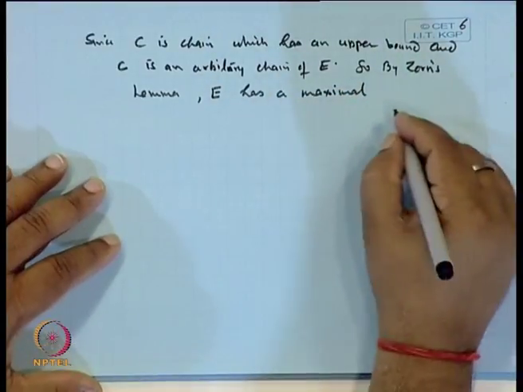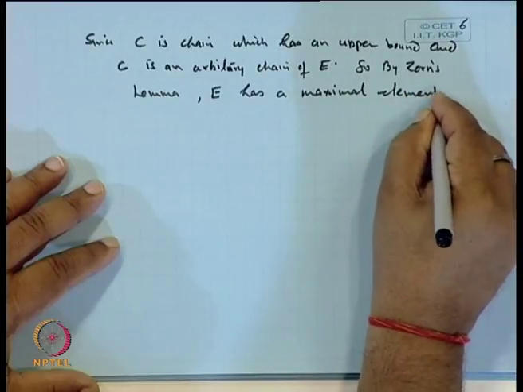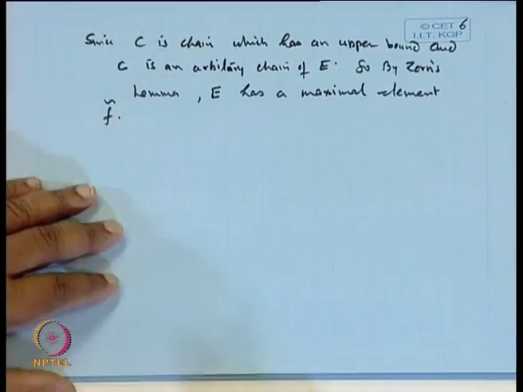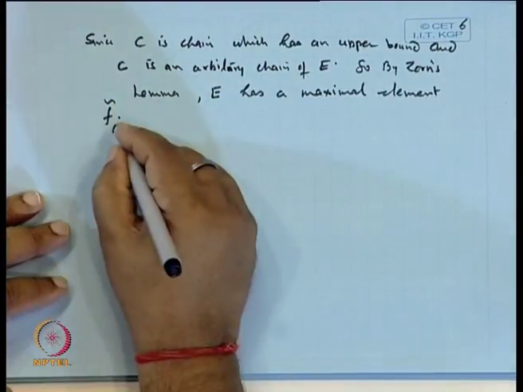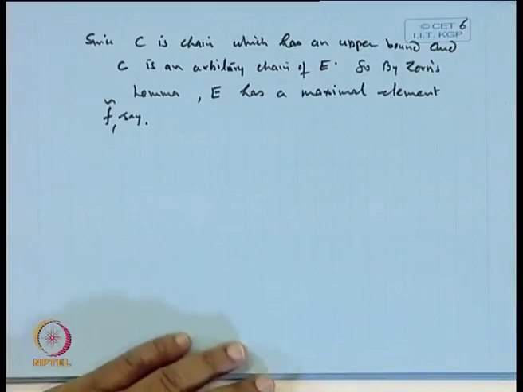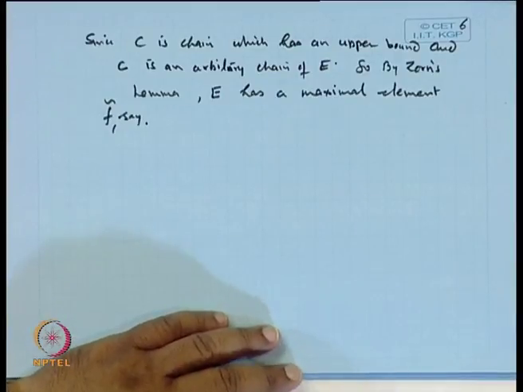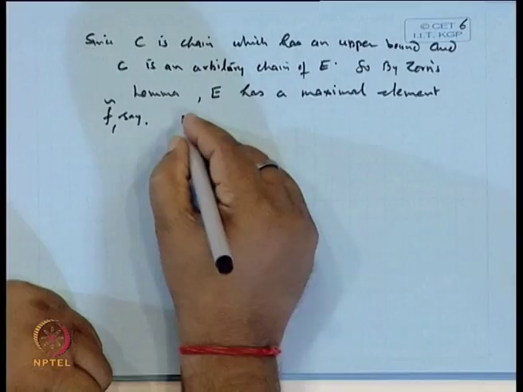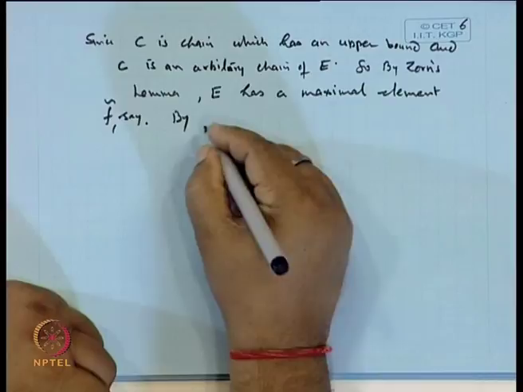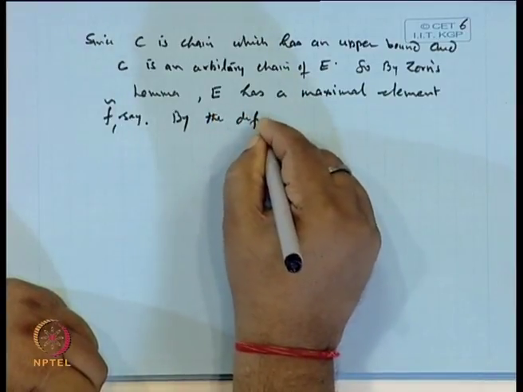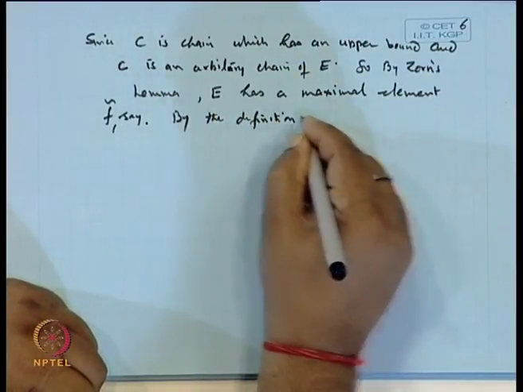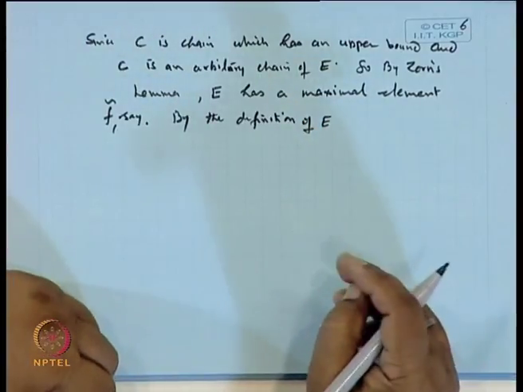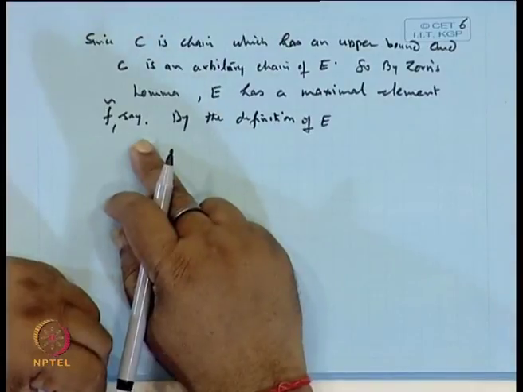Maximal element f delta. So, what do you mean by this maximal element? It means, by definition, by the definition of E, E is the collection of all the linear functionals, and f delta is a maximal element.